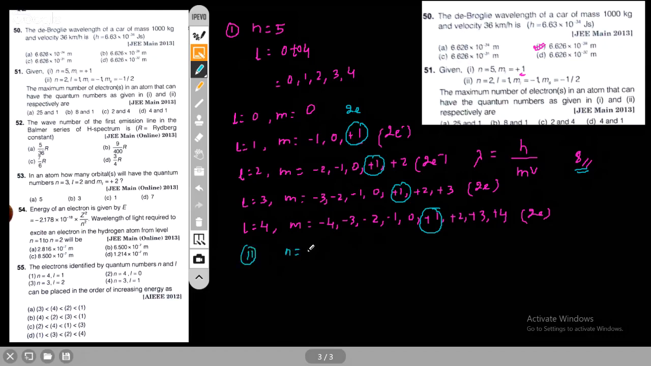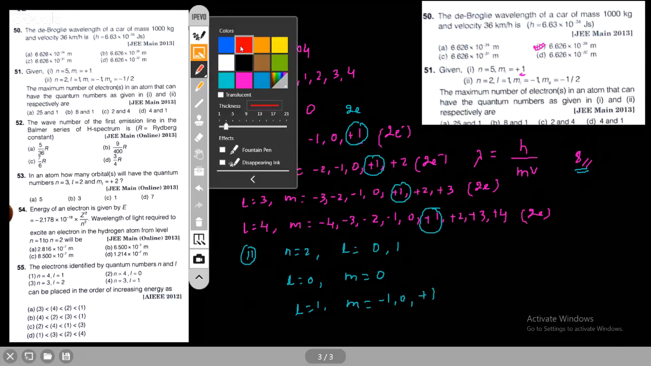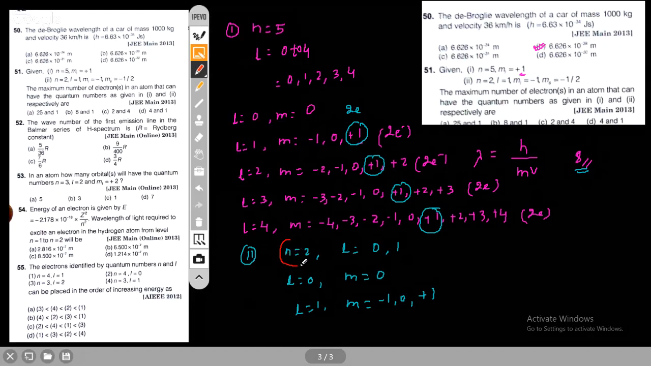N is equal to 2. So L value can be anything from 0 and 1. These two values are possible. If L is equal to 0, M is nothing but 0. If L is equal to 1, M is nothing but -1, 0, and +1. So here in this question, N is equal to 2, L is equal to 1, M is equal to -1, and S is only one value, -half. So only one orbital possible, N, L, M, S, so 2 electrons.